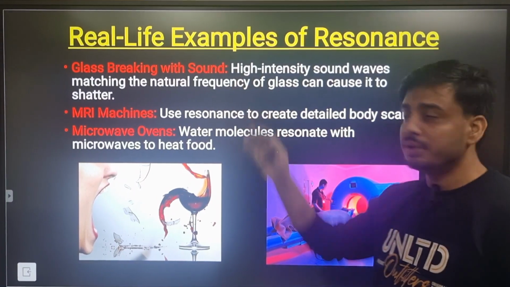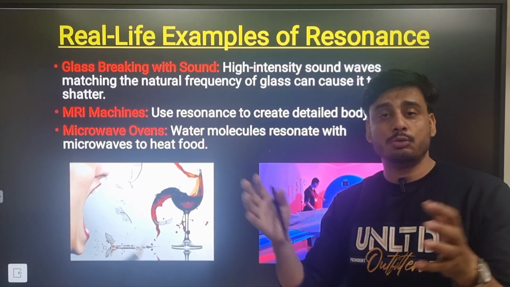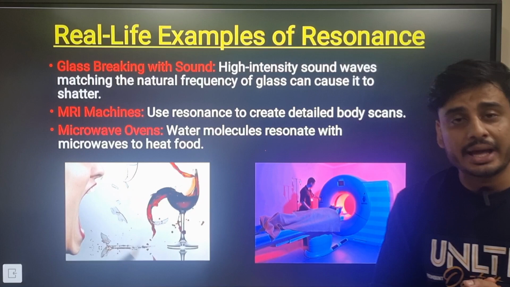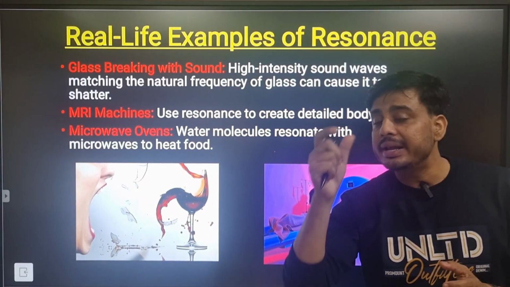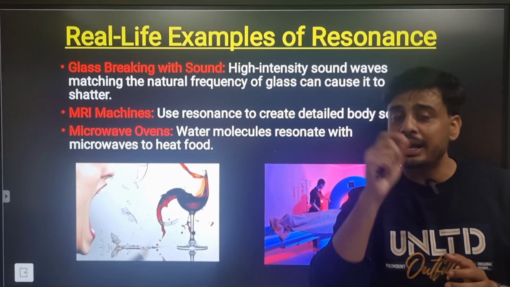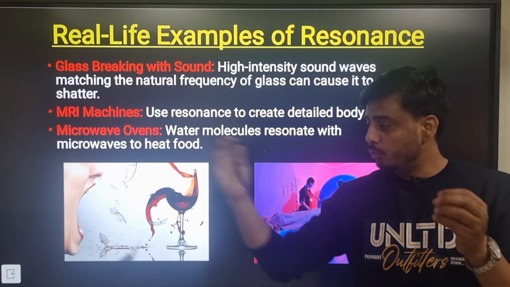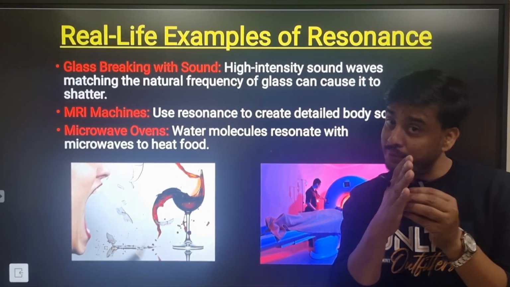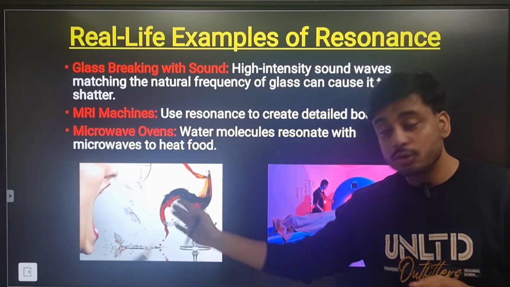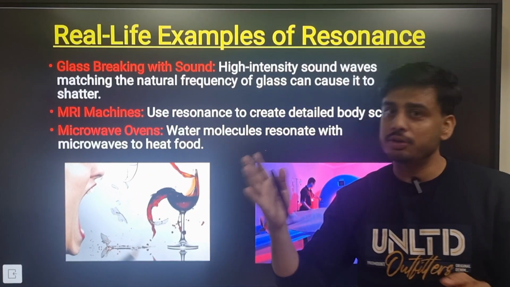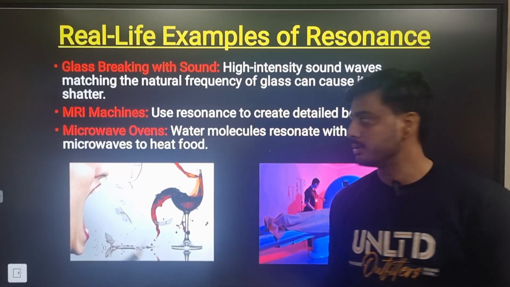Similarly here, glass breaking with sound. If a high pitch sound or high intensity sound is there, then it will lead to breaking of the glass because the molecules of the glass are resonating with a particular frequency. When the frequency of the sound wave matches that frequency, it will lead to breaking of the glass. During a concert also you must have seen the glass vibrate.